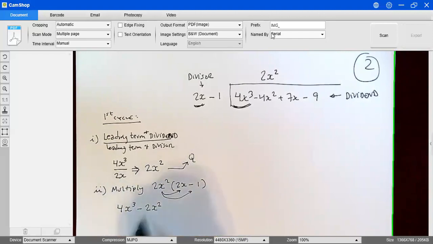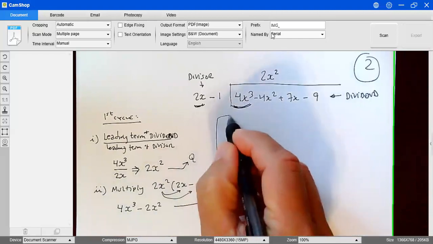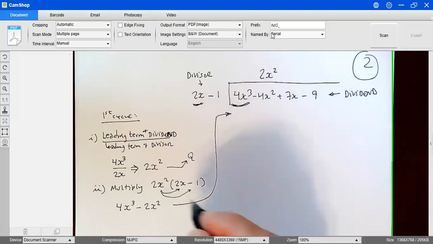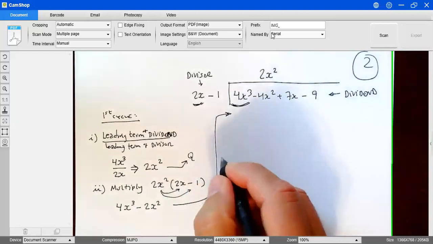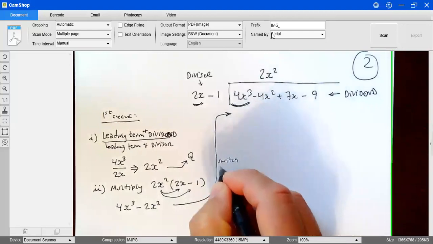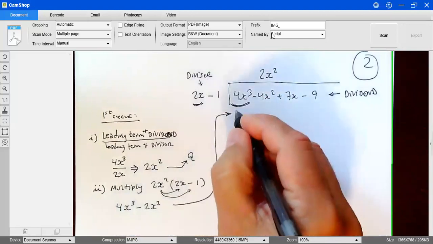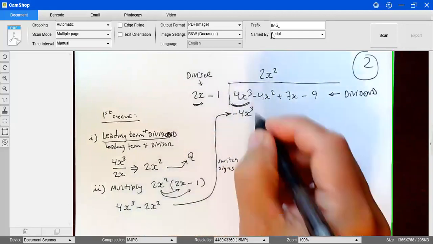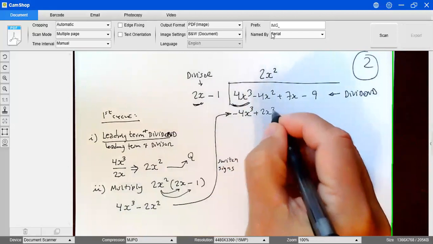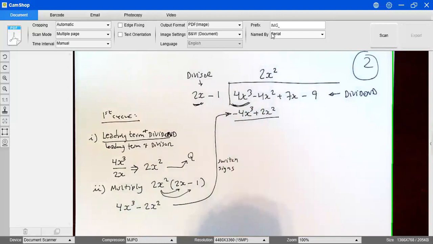So this is the result. Now I'm going to write this on the next row. I'm going to write it here, but in the process, I'm going to switch the sign. So you're going to need to switch signs. So 4x cubed is going to become negative 4x cubed. Negative 2x squared is going to become positive 2x squared. And then we're going to combine like terms.